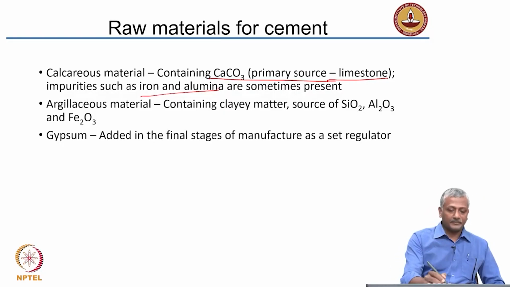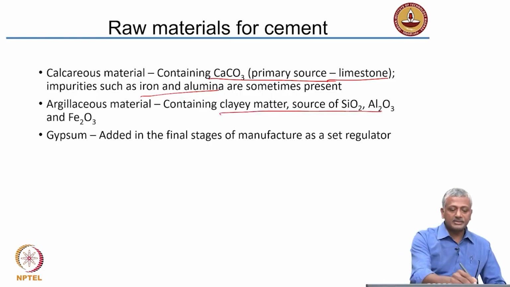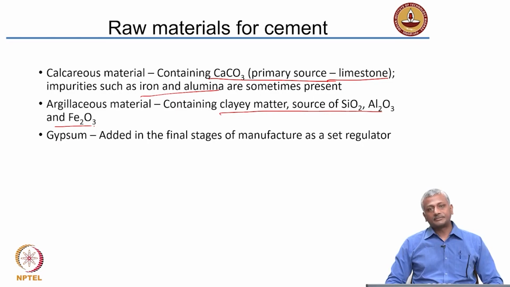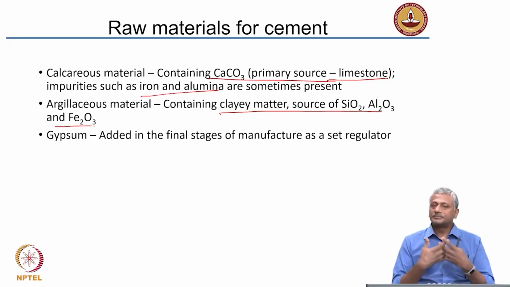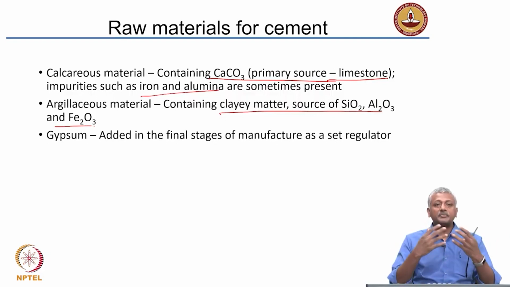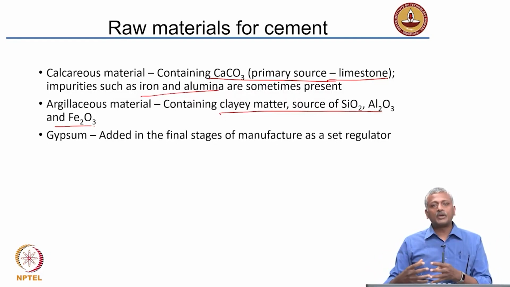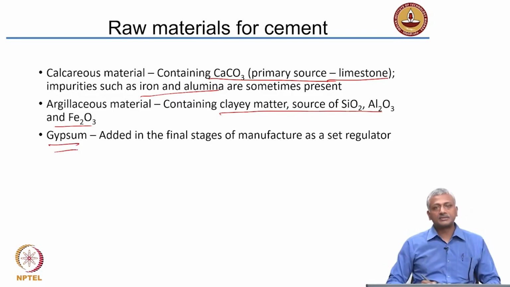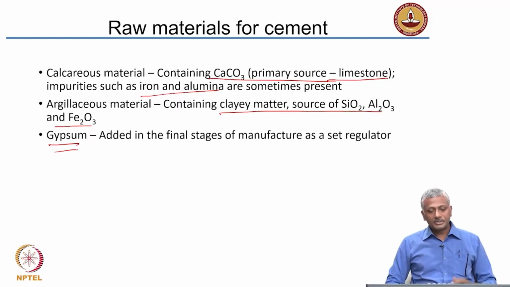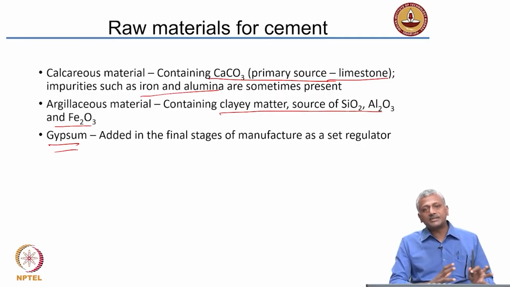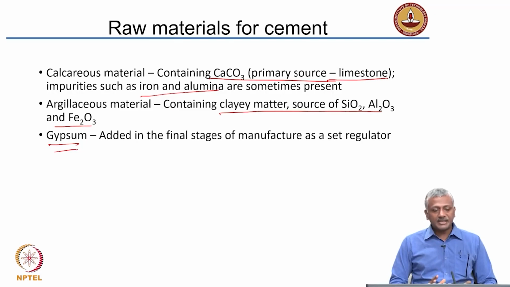The other component is clay. The clay basically contains silica, alumina and iron oxide. So, limestone contributes calcium carbonate, the clay contributes silica and alumina, and both of them have a little bit of iron oxide also. Then to this mixture, which is burnt and converted to what we call clinker, I will talk about that later, you also add another additive called gypsum. Of course, this is a material that you are all familiar with. Gypsum is added in the final stages of manufacture to control the rate at which cement will set once it reacts with water. So, you have these three principal raw materials for manufacture of cement.